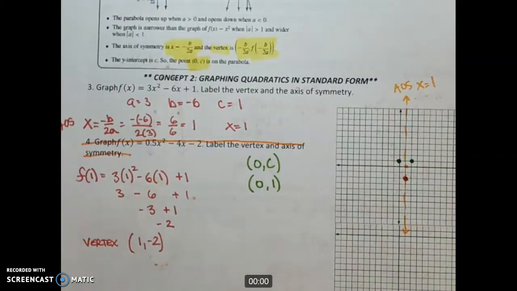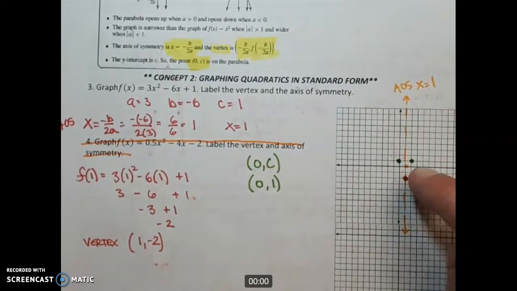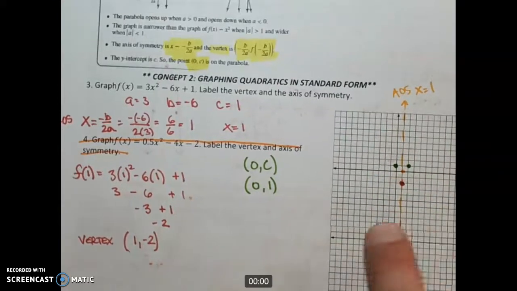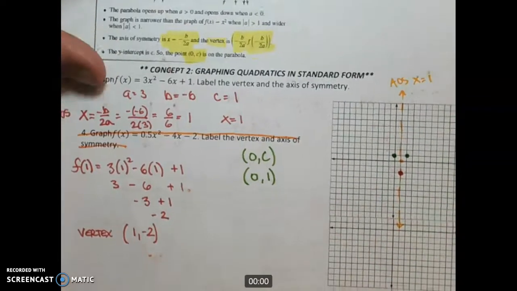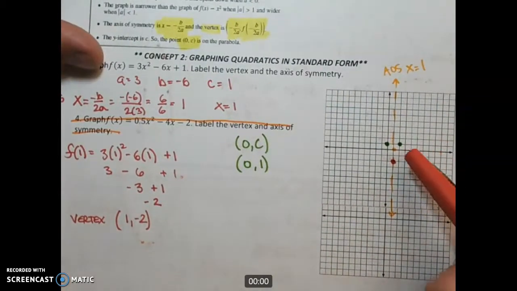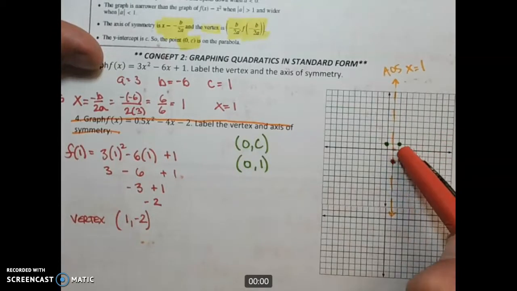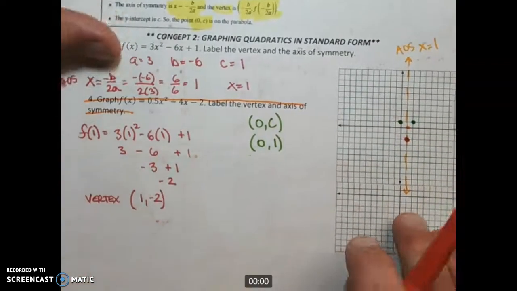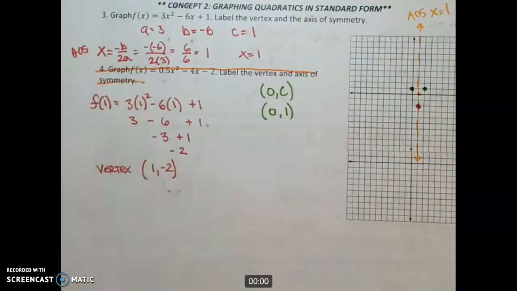Alright, I need one more point, so we have a graph of 5 points. What's a good one to choose? Well, I can't choose the one to the right or one to the left because I have points there. So I have to choose 2 to the right or 2 to the left, or something past that. I'm going to choose 2 to the right. So 2 to the right of my vertex is 3. Here's my origin. It goes 1, 2, 3. So I choose x equals 3.